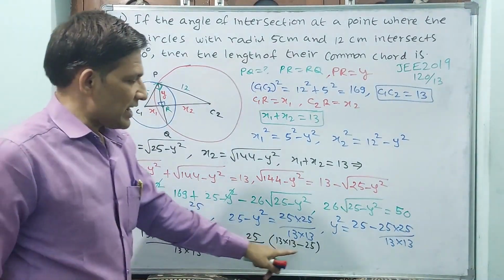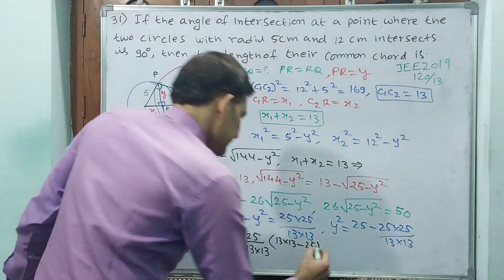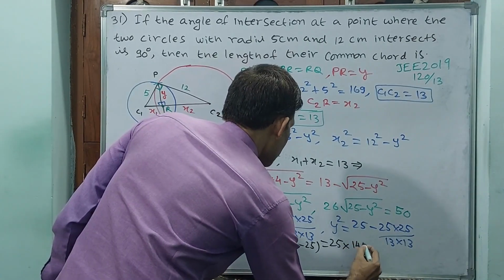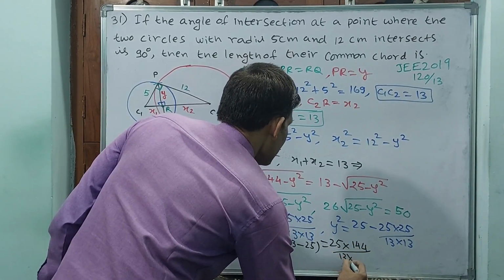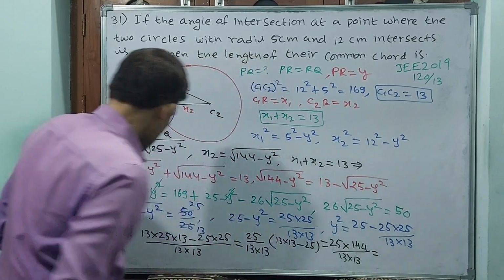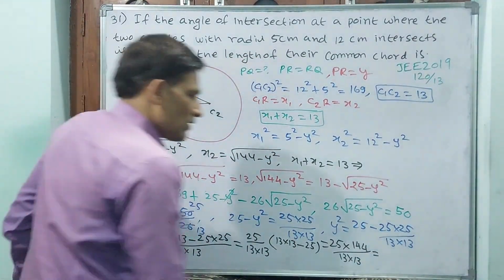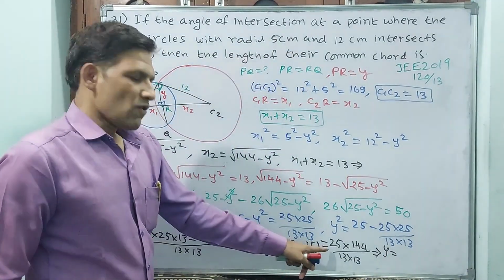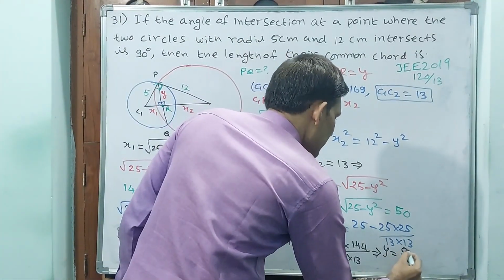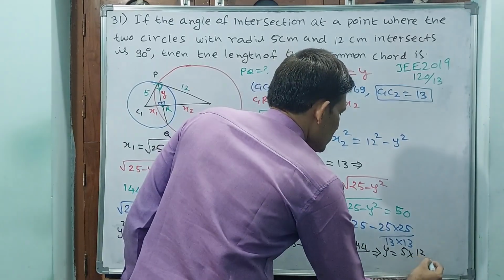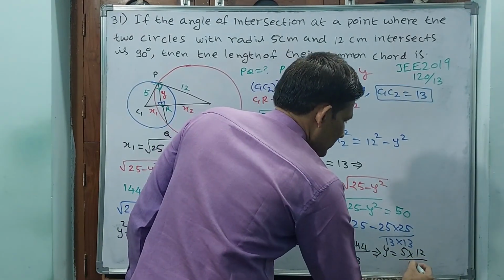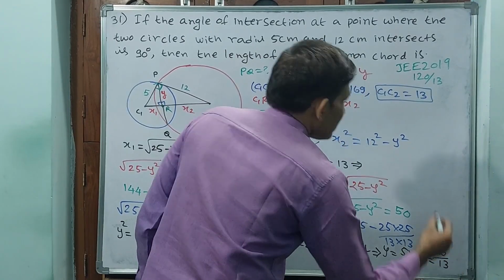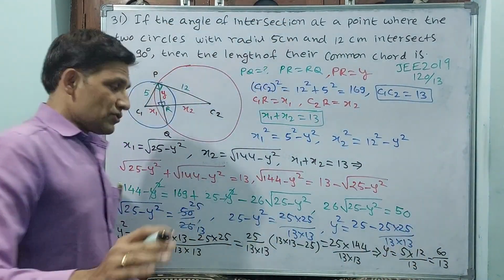Again we know 169 minus 25 is 144. So 25 into 144 by 13 into 13. That is equal to, see, this is y square. What about y? The root of 25 is 5, the root of 144 is 12, the root of 13 into 13 is 13. That means 5 into 12, that is 60 by 13. This will be your answer. See, this is y.